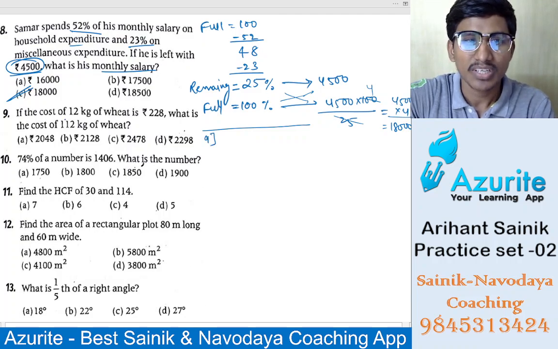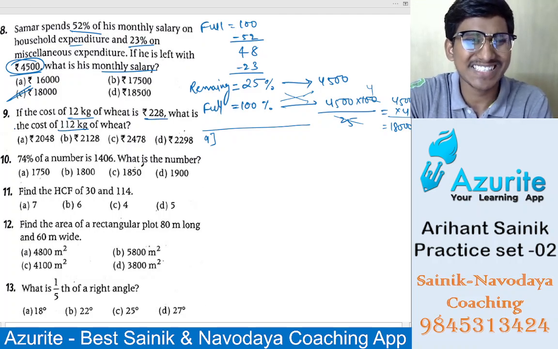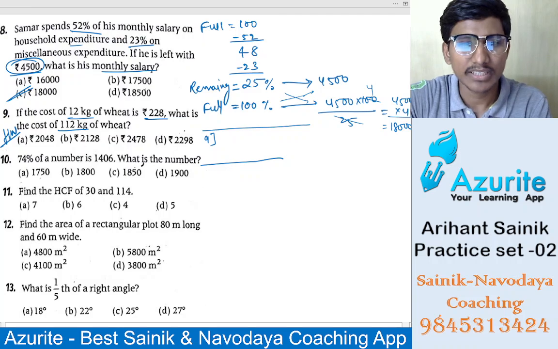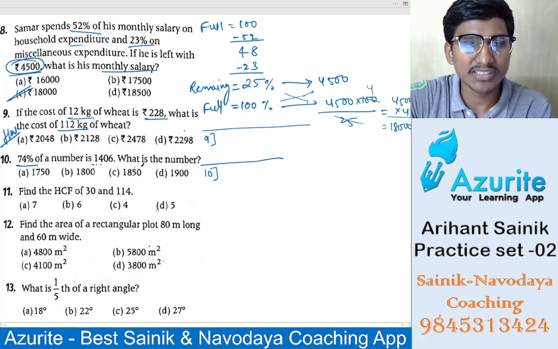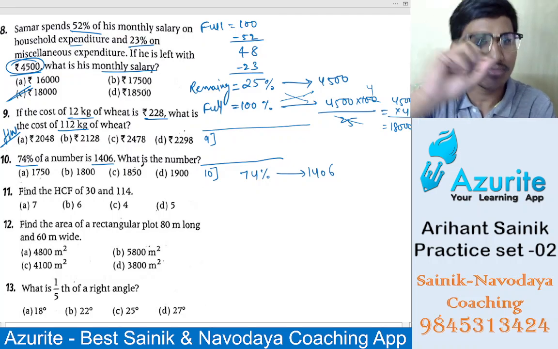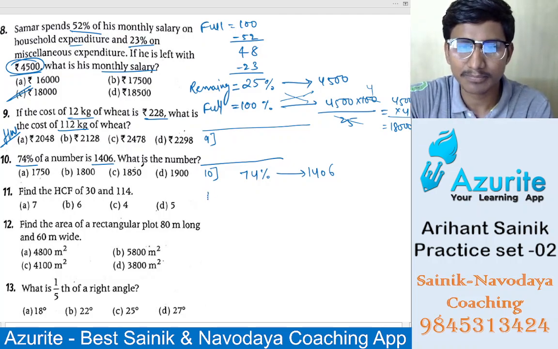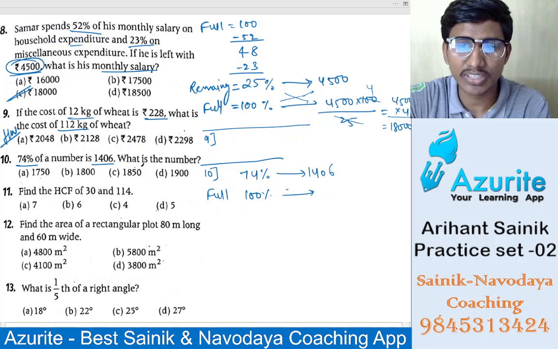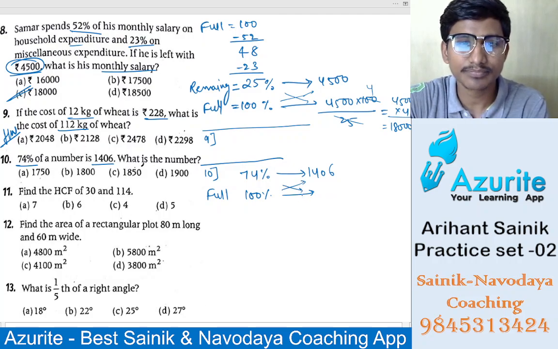Now the ninth question. The cost of 12 kg of wheat is 228. What will be the cost of 112 kg? It is easy, direct, cross multiply. Will you do it as homework? Now the 10th question. 74% of a number is 1406. What is the number? It is the same as the 8th question. Number means full number. They are asking, full means how much? 100%. Cross multiply. Will you do it and find the answer?